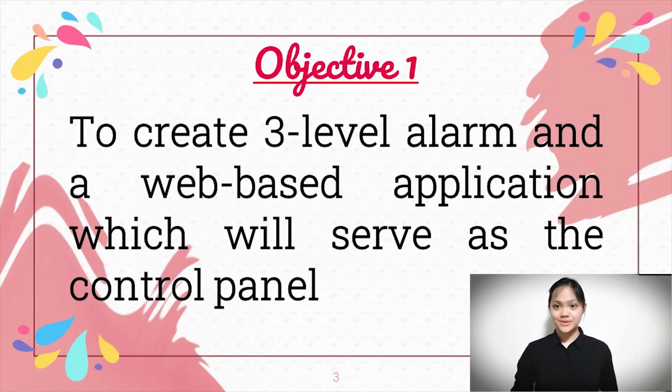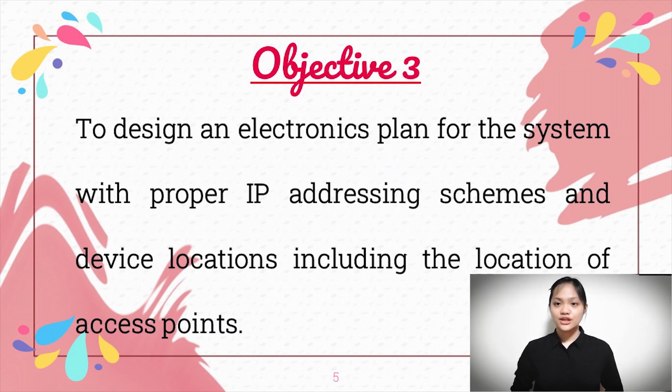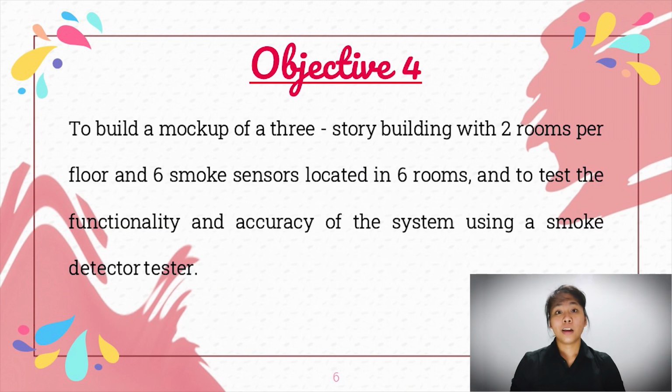The specific objectives are: 1. To create a 3-level alarm and a web-based application which will serve as the control panel. 2. To interface the connections, such as IoT servers and gateways, of IoT devices to be used in the system. 3. To design an electronics plan for the system with proper IP addressing schemes and device locations, including the location of access points.